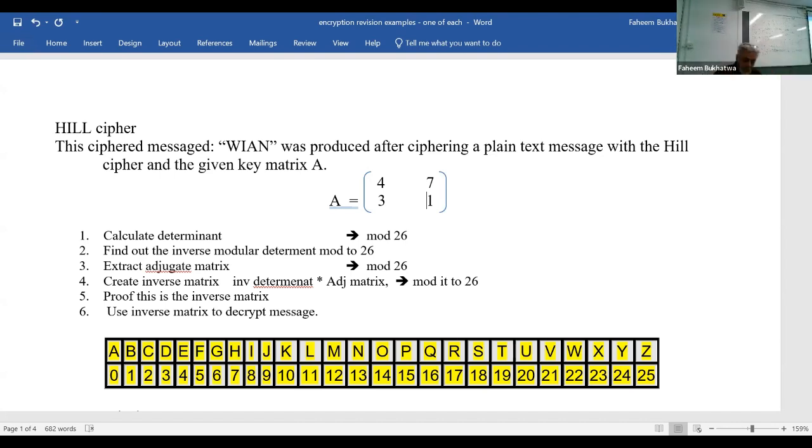Okay, so that's a simple example, and we're finished with that, guys. Any questions?